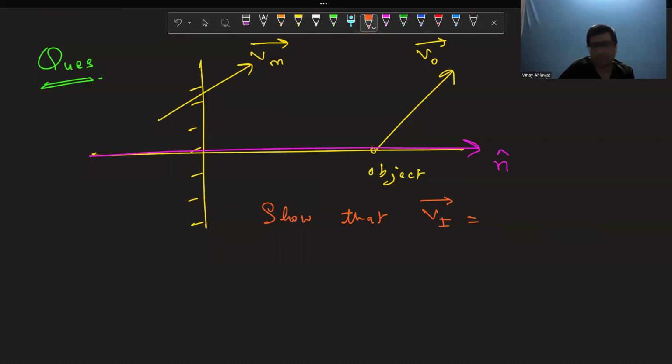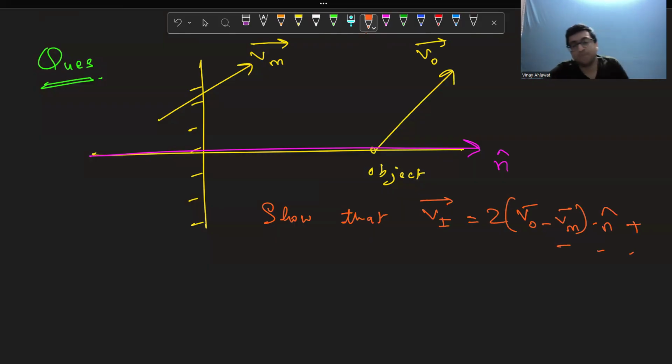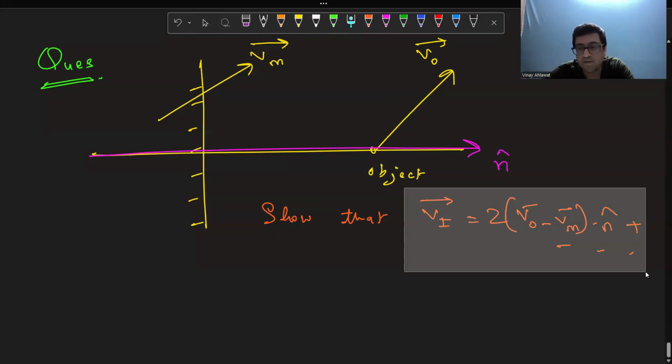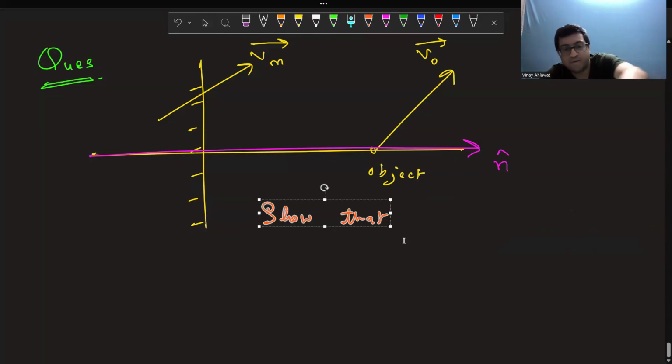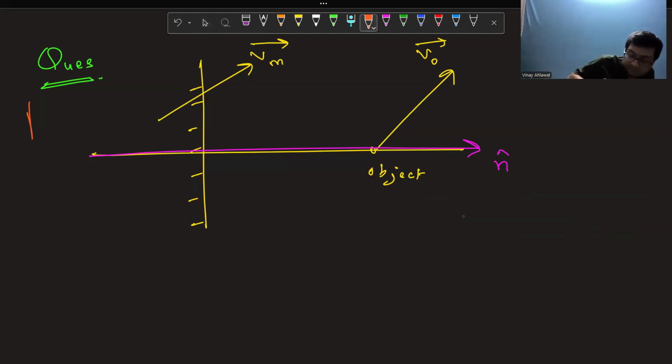I don't remember the result. I can find the result, but I don't remember it. It was very weird. If I'm not wrong, it was something like Vo minus Vm dot product with n cap, something plus something, 2 times maybe like this. Let's not write this. Find, not show that. Find Vi vector.